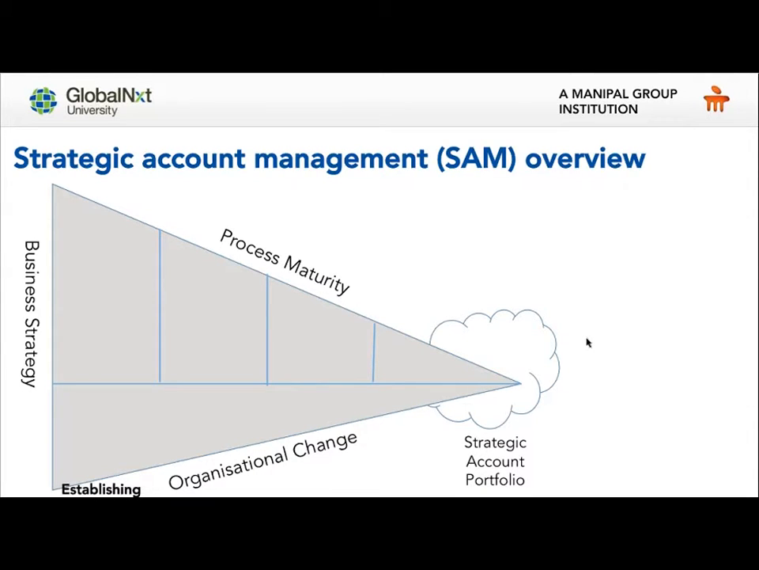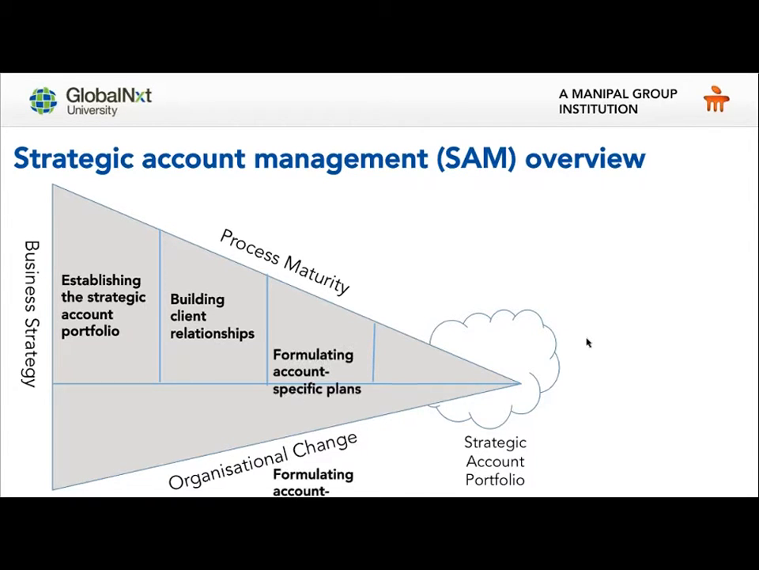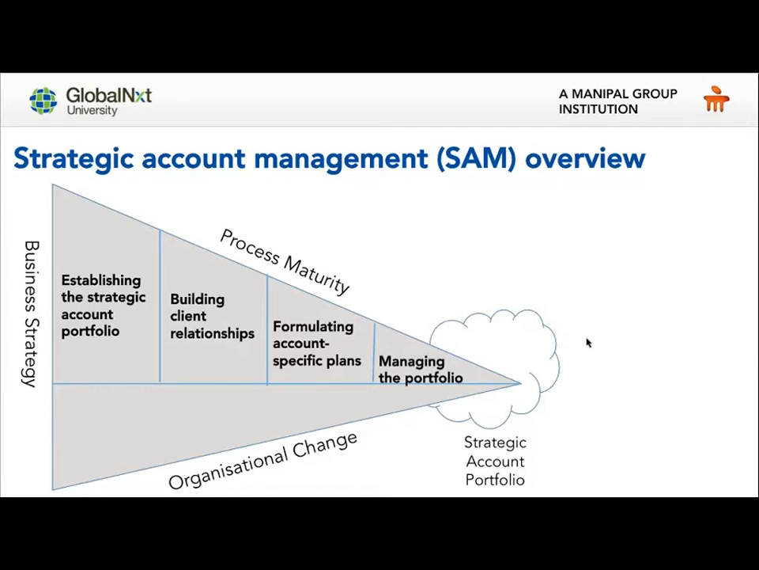So actually, there are a number of different steps in this process. This is not a sequential process. This is basically a cyclical process. First, you want to think about the strategic account portfolio. Second, you want to think about how to build relationships with your strategic accounts. You want to try and formulate very specific plans for a particular client. You want to manage your portfolio on an ongoing basis, and you want to make sure that the organization supports you in doing that, because you have an account-centric or a client-centric structure there. So that's basically the overarching framework that I like to use. This is the model that I actually use in my own program as well.